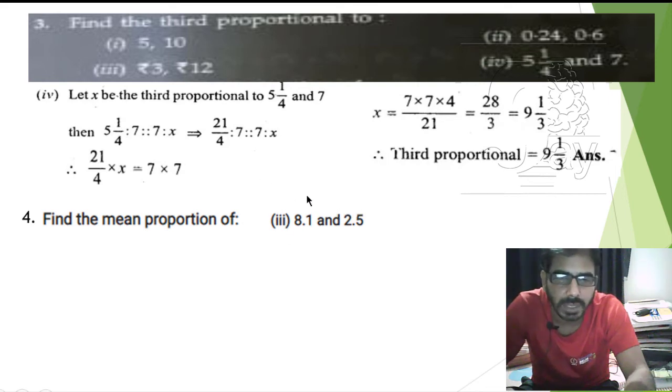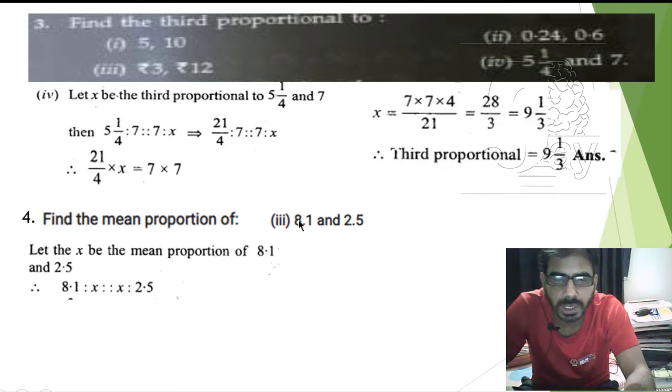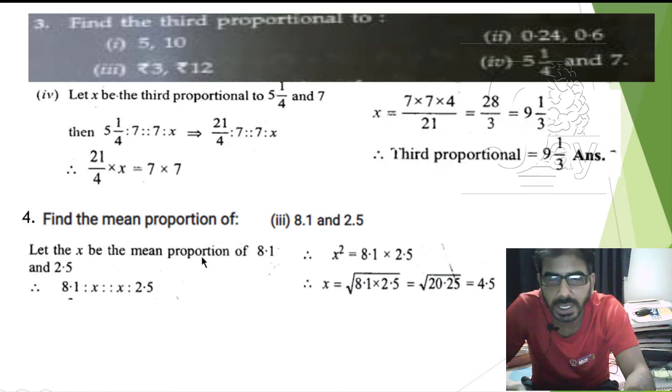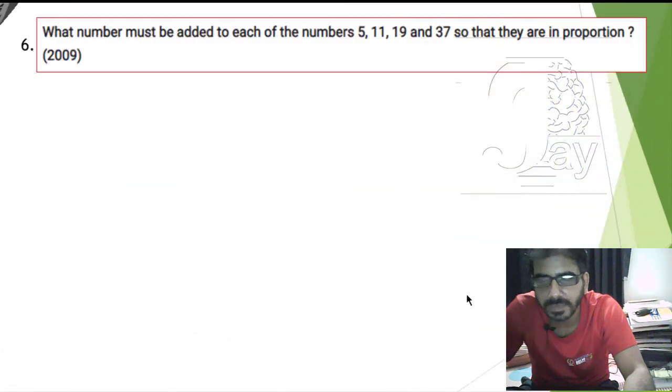Now in this question, question number 4, you're going to find the mean proportional. So first and third is given. Let the mean proportional be x, and hence 8.1 is to x is same as x is to 2.5. So we can easily calculate x using mean square equals to AC. Okay, so x square equals to mean proportional square. So that we get root over 20.25, we get 4.5.